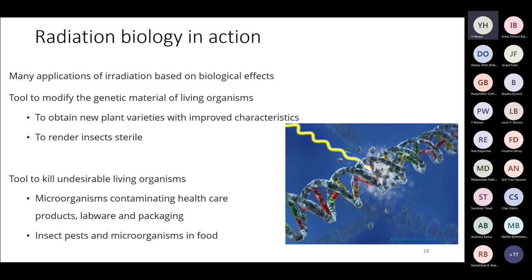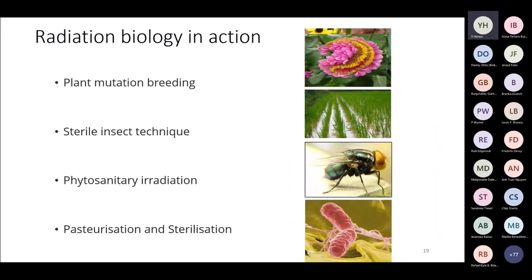Now, something that I call radiation biology in action, the application of radiation biology. As we know, there are many potential applications. They will be detailed in the following webinars. And those that I want to discuss here are actually different effects of radiation on living systems. They are put to work to get beneficial effects. So we're going to talk about plant mutation breeding.